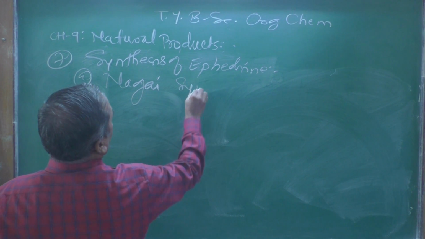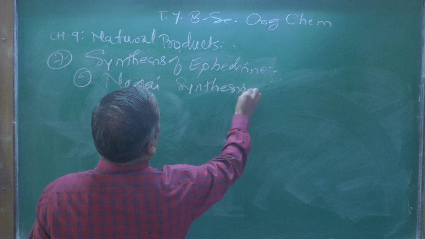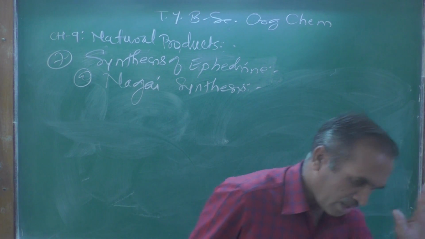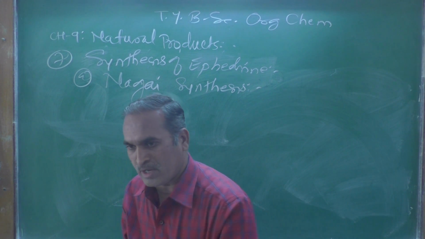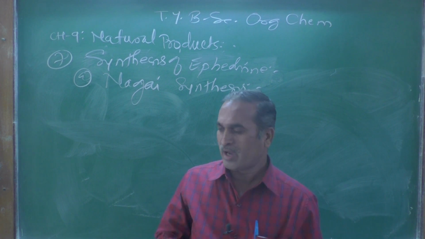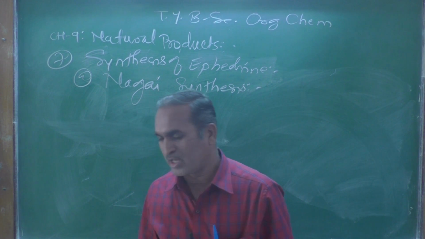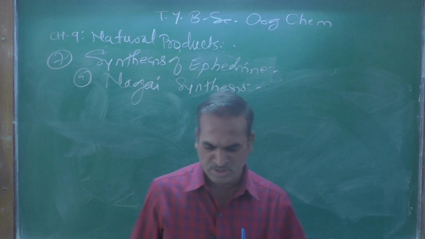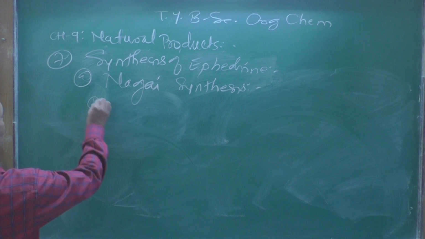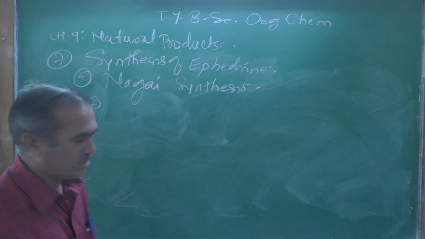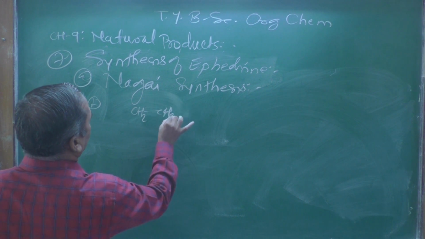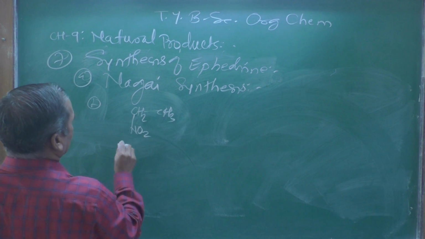Nagai synthesis, and it's very easy because he had taken a starting material which is readily available in the market and produced a high yielding product, and therefore this synthesis is very useful. Let us see first what he did. He has taken as a starting material this one, CH2, CH3 and NO2, that is nitroethane.